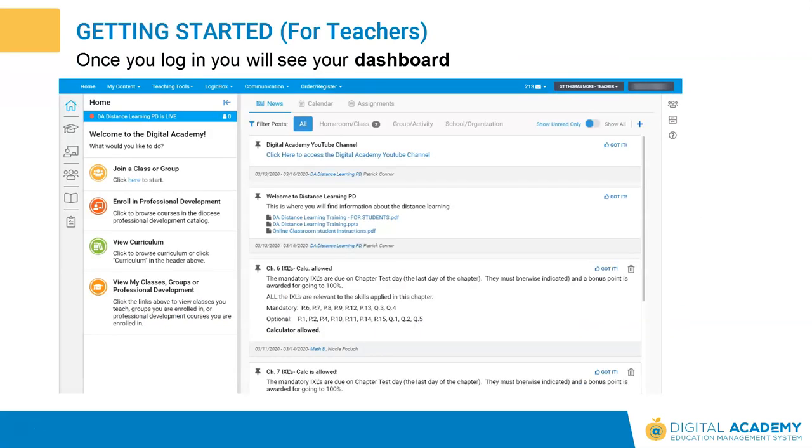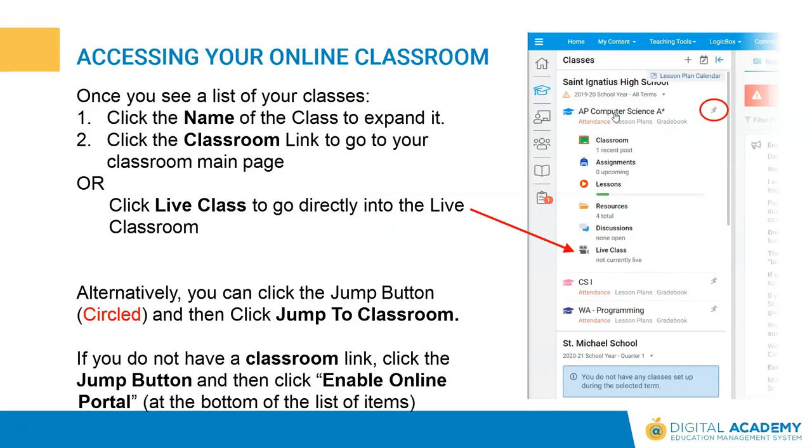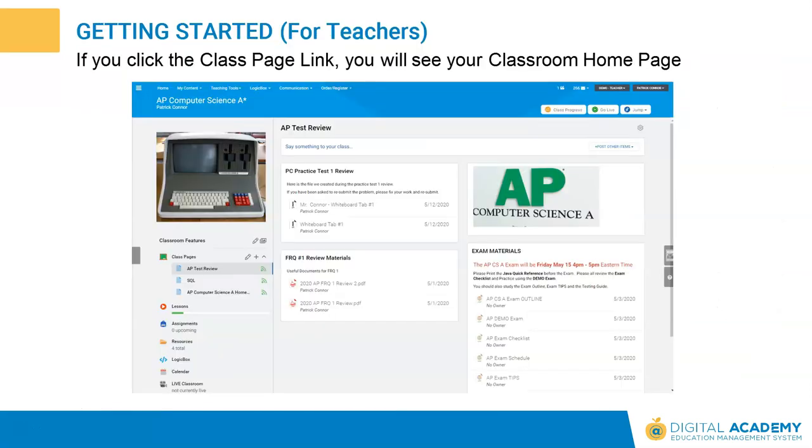To get to the live classroom, click the Classes link on your dashboard and then expand the class and click the Live Class icon. If you do not see the live class icon, you will need to set up your classroom. There is a video on our YouTube called Configuring Your Online Classroom that will walk through that process. If you are in your class homepage already, you can access the live classroom from there by going to the left menu and then clicking Live Classroom, or clicking Go Live in the upper right.